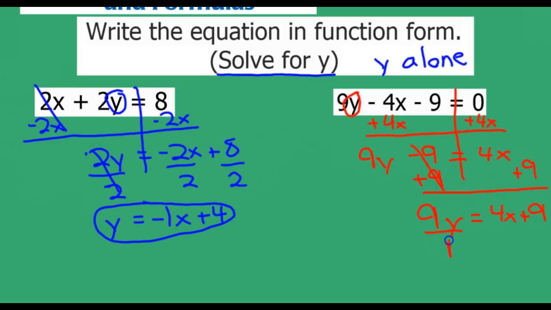Finally, divide by 9. Now when I divide, I need to divide everything by 9. So what I get is y equals, now 4 divided by 9, that's not really going to be a good number, so I'm just going to leave it as a fraction. So it'll be 4 over 9 x plus 9 divided by 9, which is 1.